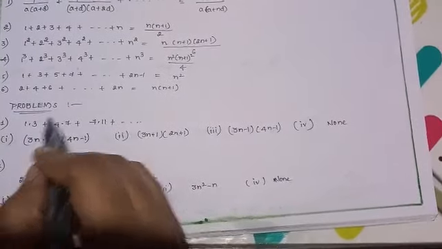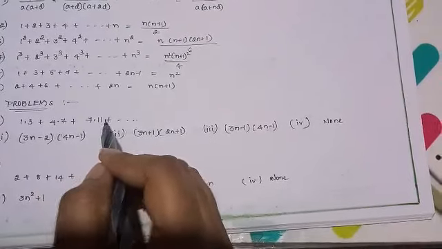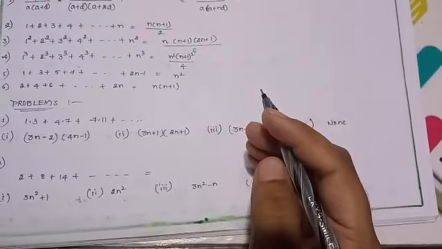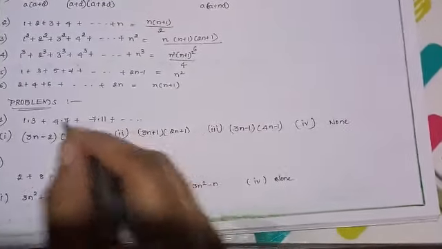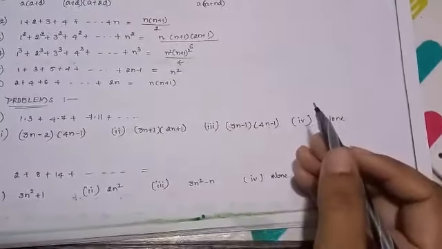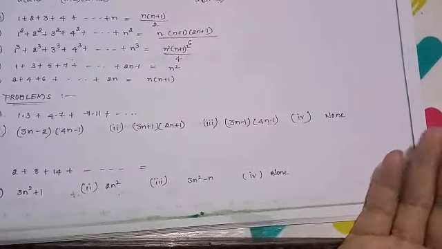1 cross 3, 4 multiplied by 7, plus 7 dot 11. Here the dot doesn't mean that the number is a decimal number. I just represent the cross with the dot here. So that means 1 cross 3, 4 cross 7, 7 cross 11 plus so on it goes. You are given 4 options and you need to select one.